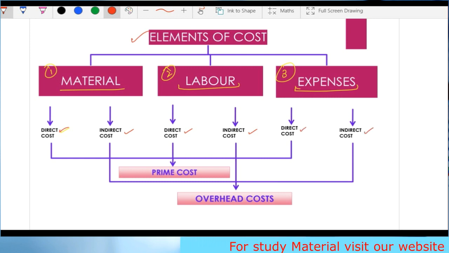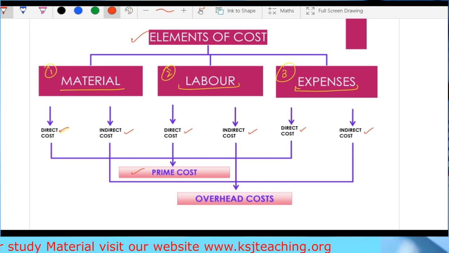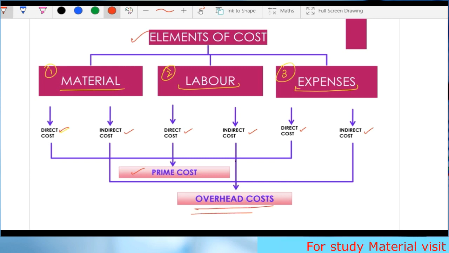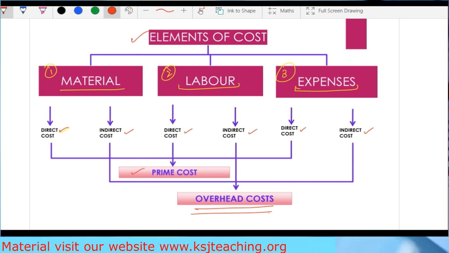All the direct cost is known as prime cost, because it is the most important cost without which you cannot start with anything. Clear? All the indirect cost is known as overhead cost. That's why I told you in the introduction lecture, the three chapters which are the heart of cost accounting.